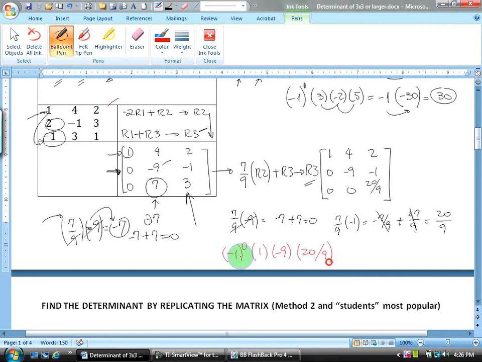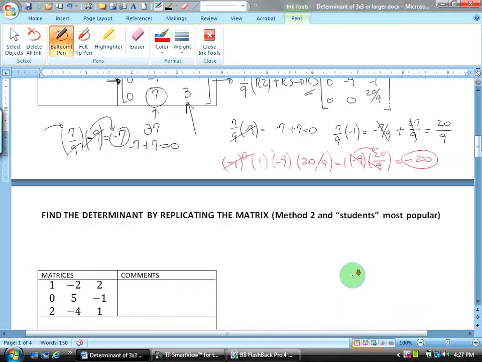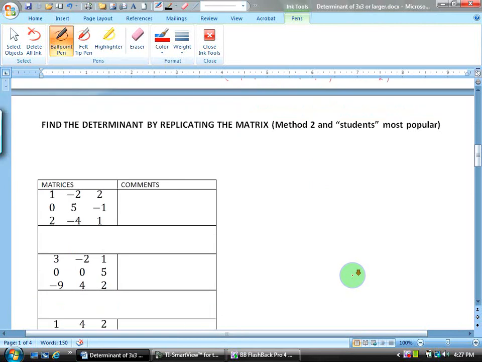So we have minus 1 to the power of 0, which gives me a 1, times 1 times minus 9 times 20 over 9. However, these 9's cancel out, but not the minus sign. So I get 1 times minus 20, which is minus 20, and this is the determinant using the row operation method.